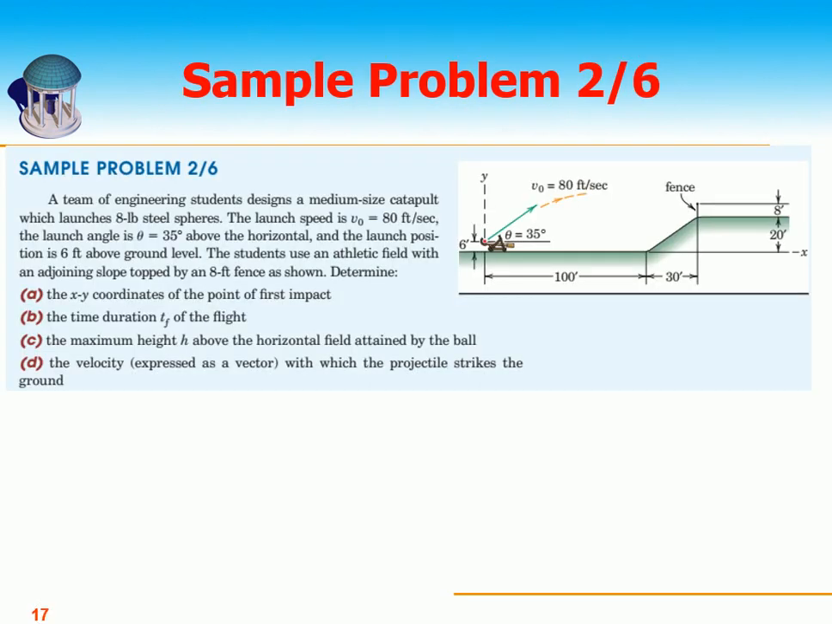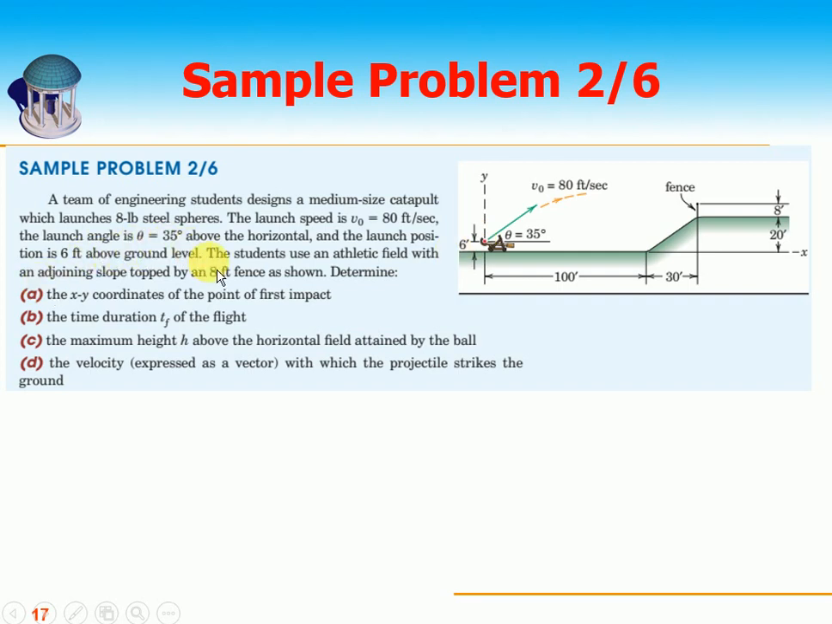Okay, the next sample problem is 2-6. Sample problem 2-6 says a team of engineering students design a medium-sized catapult which launches an 8-pound steel sphere. The launch velocity V0 is 80 feet per second. The launch angle is 35 degrees above the horizontal, and the launch position is 6 feet above the ground level. This is a little bit high.